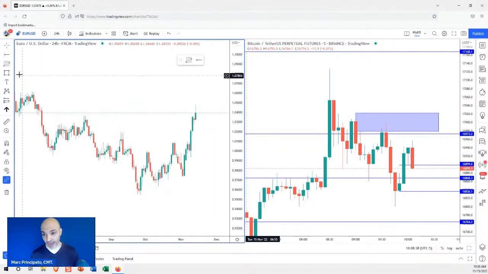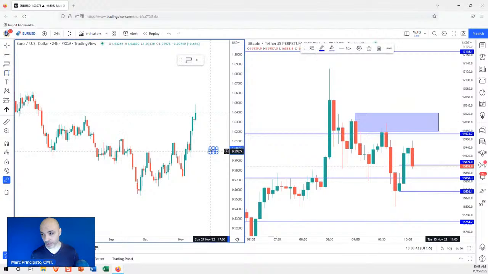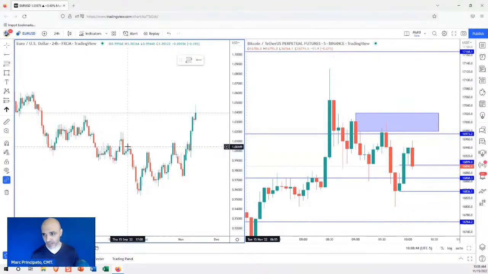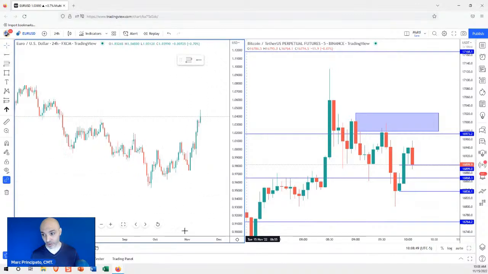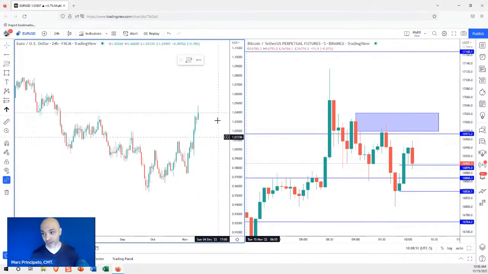If we get that pullback in the euro again, all we're targeting is something like this in this area here. That's an easy 150 to 200 pips. That's very reasonable. The range is actually much bigger than that, but as you notice, I'm not trying to maximize. What I want is a high probability of getting out green.